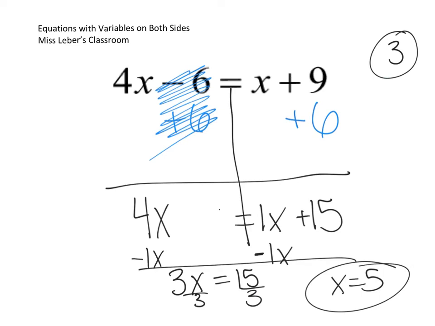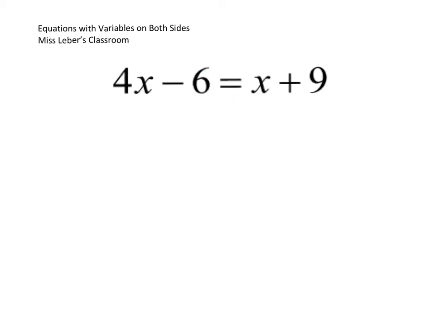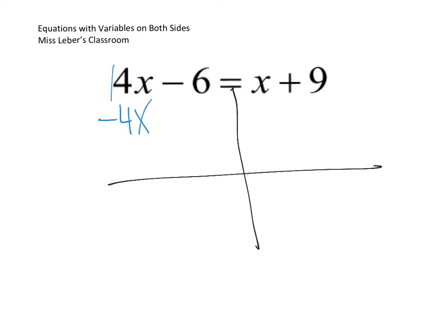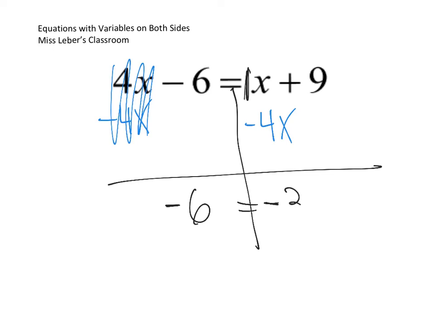That's method number 3. Alrighty, and last but not least, let's do it if I move the 4 instead of the 6. Again, exact same question, creating my 2 different sides of my 2-step equation. And let's move the 4x. So the opposite of positive 4x would be a minus 4x to get it to cancel out and go to 0. So I do minus 4x on this side. And I say, okay, well, I'm left with a minus 6 over here. 1x minus 4x gives me a negative 3x plus 9.